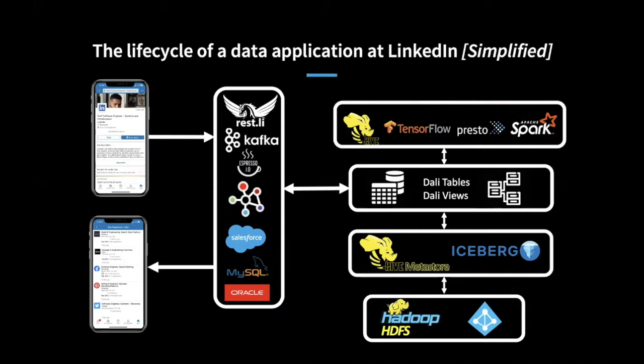Compute engines such as Spark and Presto access data from Dali tables and views, perform their compute, and may store data back to Dali tables again. Dali tables and views are powered by the Hive metastore, and table metadata is powered by the Iceberg metadata format. The file storage layer is powered by the Hadoop HDFS file system, and we are in the process of migrating this to Azure Cloud Storage. Going back to our data applications, insights made in our batch compute clusters are pushed back to our online systems, which again give back insights or recommendations to our users.